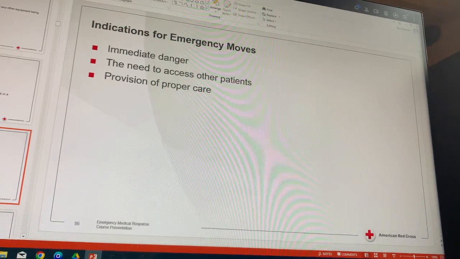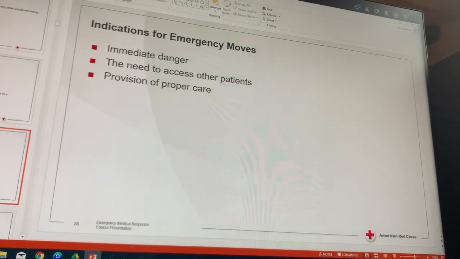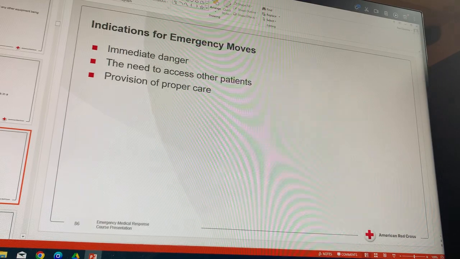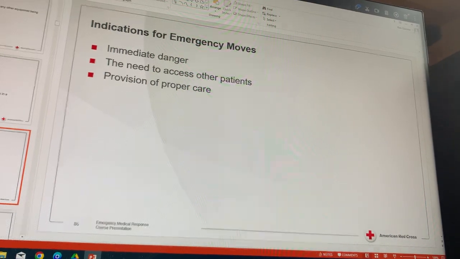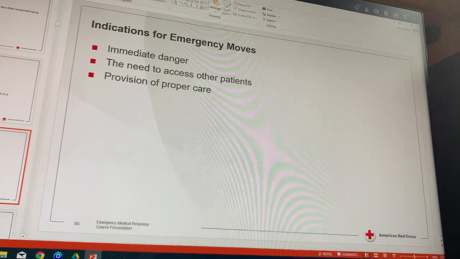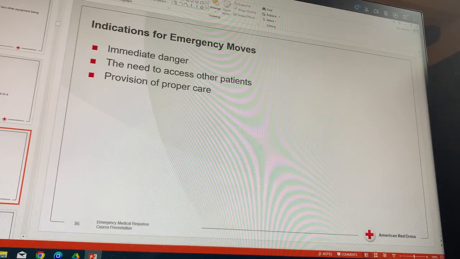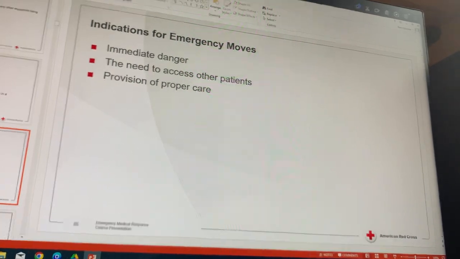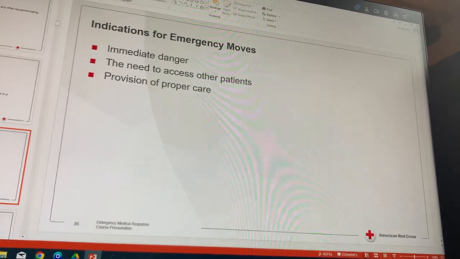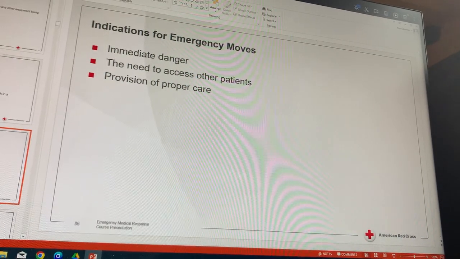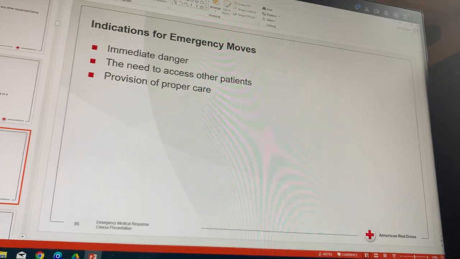Provision of proper care. A patient with a medical emergency, such as a cardiac arrest or heat stroke, may need to be moved to provide proper care. For example, someone in cardiac arrest needs CPR, which should be performed on a firm, flat surface with the patient positioned on the back. If the person collapses on a bed or in a small bathroom, the surface or space may not be adequate to provide appropriate care.